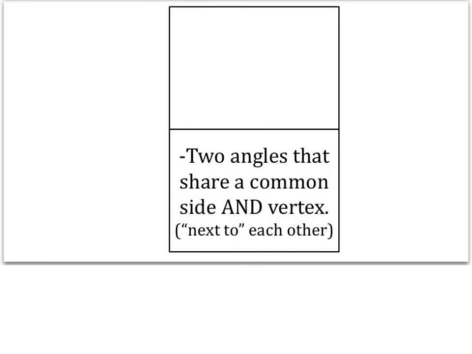So let me redraw the picture. Let's say, for instance, this is angle 1 and this is angle 2. They have this side in common, okay, and they have this vertex in common. And that's what this is saying. Two angles that share a common side, so that's this one, and a vertex. This is the vertex. So they are next to each other.